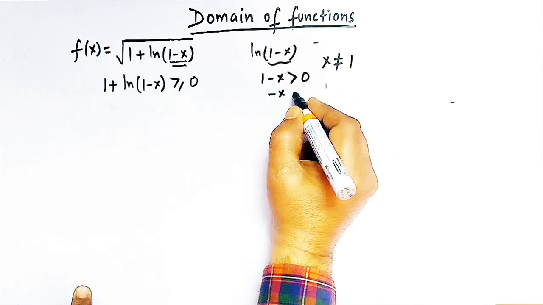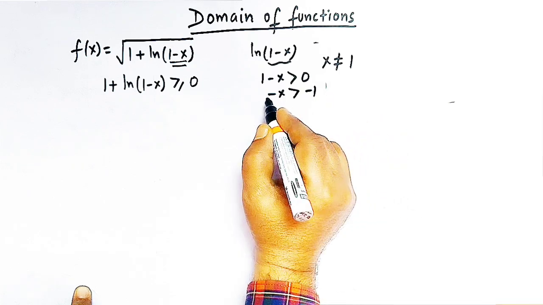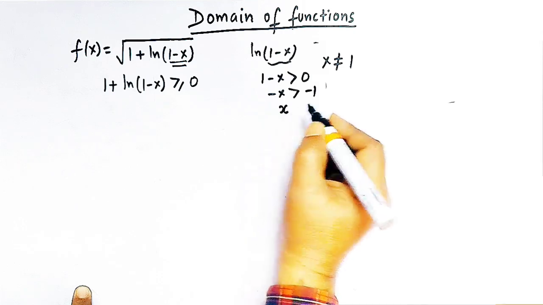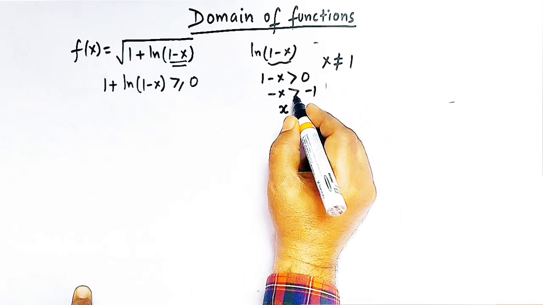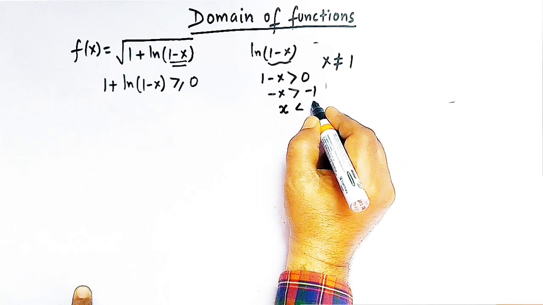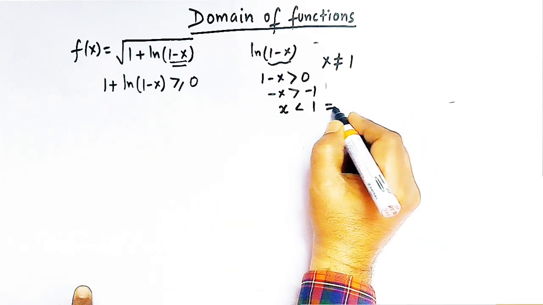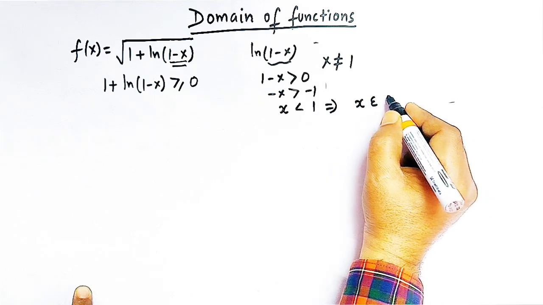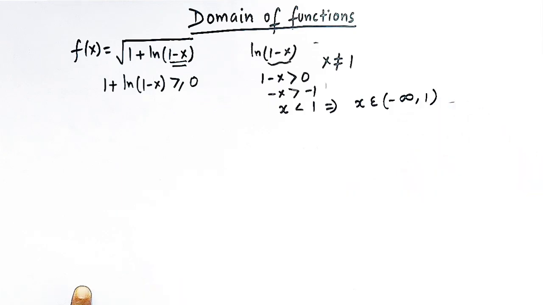0. So we have minus x greater than minus 1, and here in order to get rid of these two negative signs, we have to multiply this inequality both sides by negative 1. So the direction of the inequality gets reversed, so we have x less than 1, and x less than 1 implies that x should belong to this interval, that is minus infinity to 1, right?